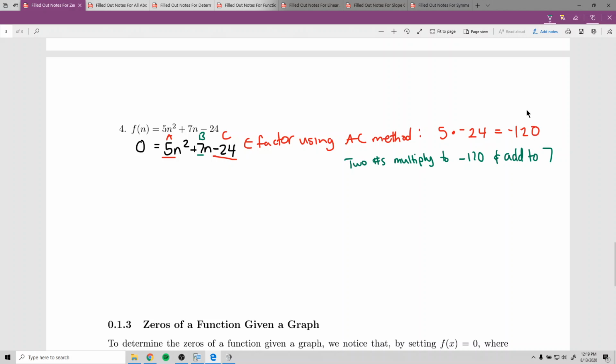And so 120 and 1 would not work. 2 and 60 would not work. 3 and 40 would not work. 4 and 30 would not work. The original numbers never work. 5 and 24 won't work. Well, they might occasionally work, but that would be a really weird question. 6 and 20 won't work. 7's not divisible. 8 and 15 will work. And because we want it to add to a positive number, it's negative 8 and 15.